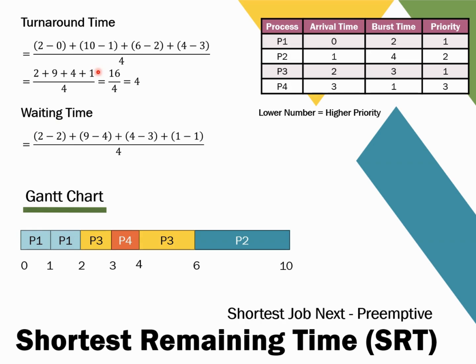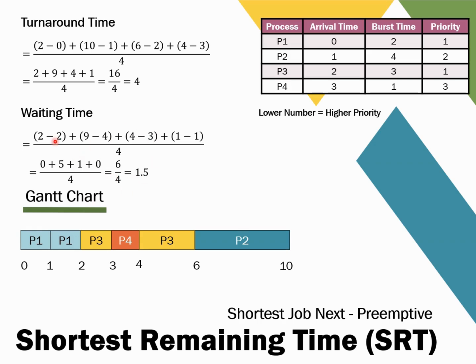And the last one, we have turnaround time 1 and burst time 1, so 1 minus 1. So we can calculate it: 2 minus 2, 0. 9 minus 4, 5. 4 minus 3, 1. 1 minus 1, 0. So we have 6 divided by 4 for the average waiting time, and we got 1.5. So the waiting time makes sense here.